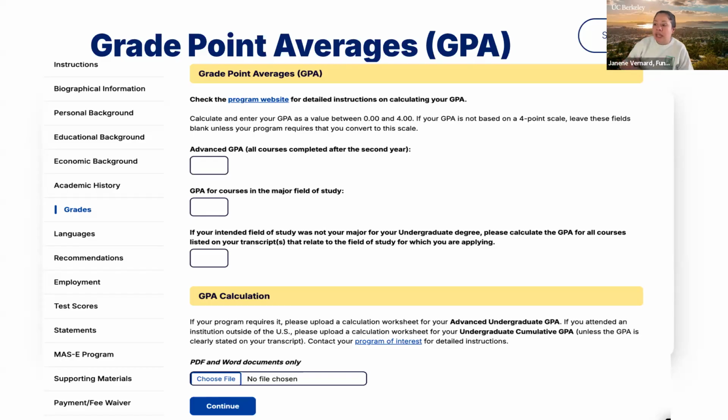And once again, please upload a calculations worksheet for your advanced undergrad GPA. Or if you attended an institution outside of the United States, please upload a calculation worksheet for that undergrad cumulative GPA, unless it's already clearly stated on your transcript. And then you can reach out to us for any questions.